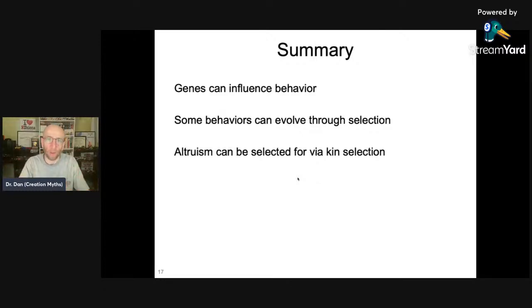The thing that we talked about here is that one, genes can influence behaviors. And that means that some behaviors can evolve through selection. If there are specific alleles that can promote specific behaviors, those behaviors can be selected for or selected against. So, right, we can affect the frequency of those behaviors via selection. And one such behavior is altruism, right? We can select for altruism via this phenomenon called kin selection.